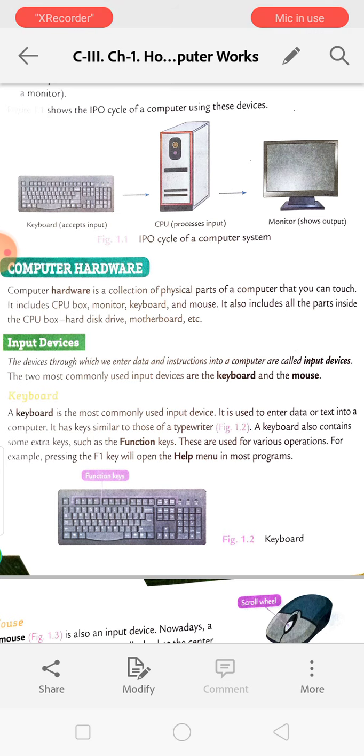The keyboard also contains some extra keys such as the function keys. These are used for various operations. For example, pressing the F1 key will open the help menu in most programs. So if we click F1, then we will get the help menu. It will help us to know how the programs work.